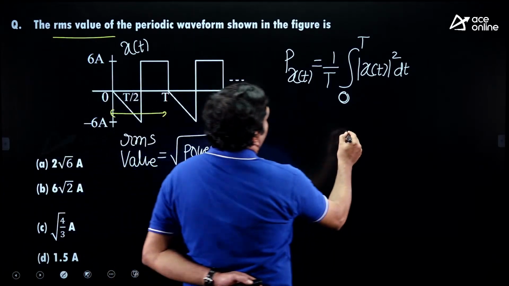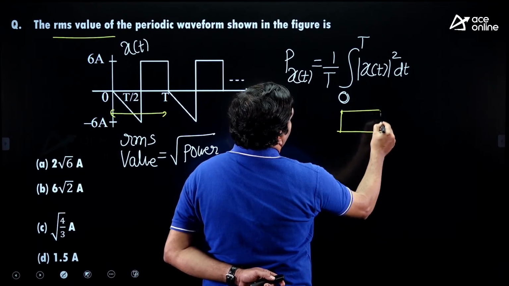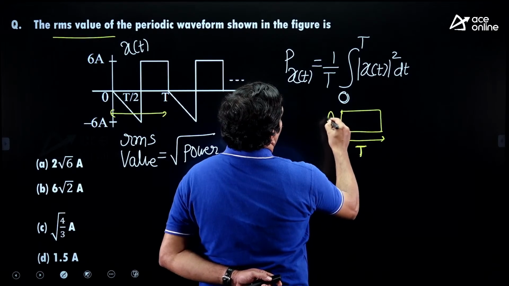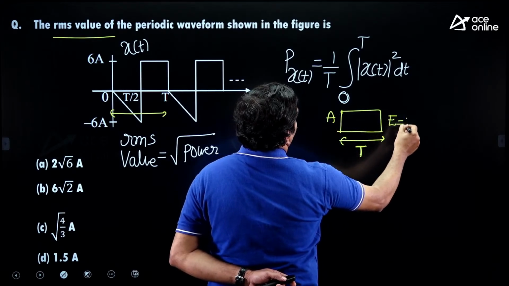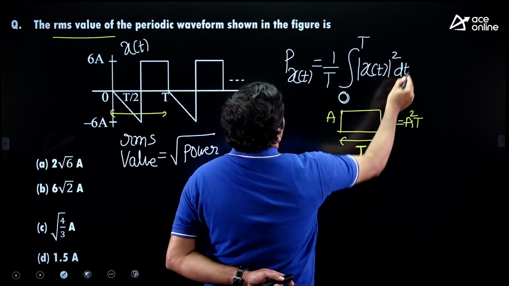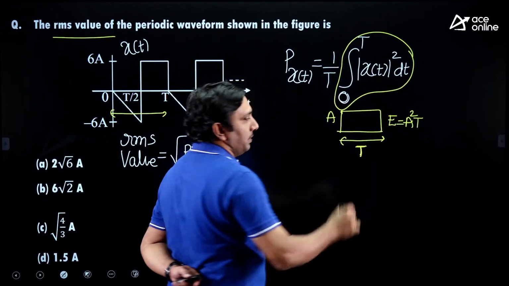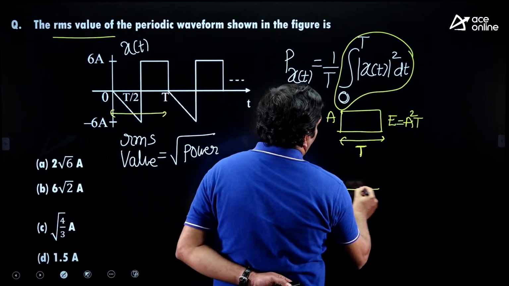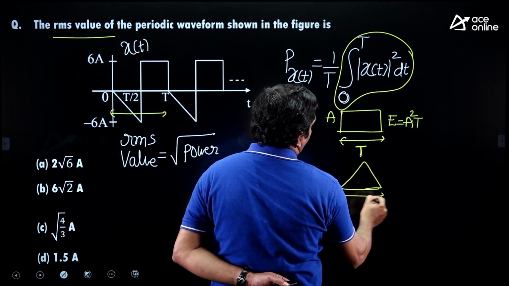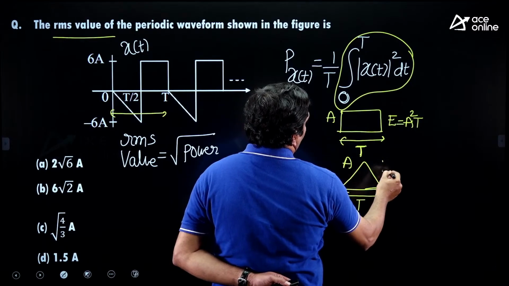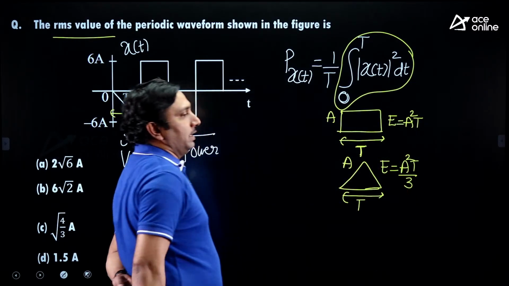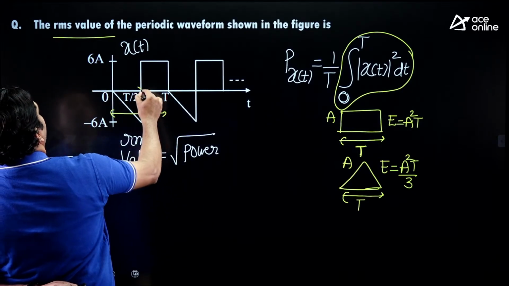But there is no need to waste our time. If you take a rectangular pulse of width t having amplitude a, the fixed energy answer is a square t. This indirectly represents energy for one period. When you take a triangular segment of width t with amplitude a, the fixed energy is a square t by 3. So directly apply that logic here.